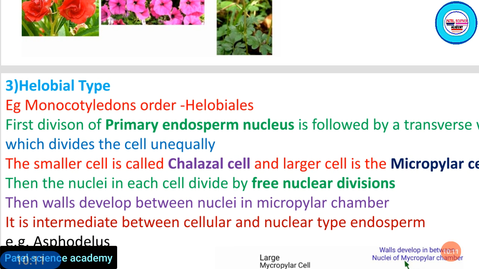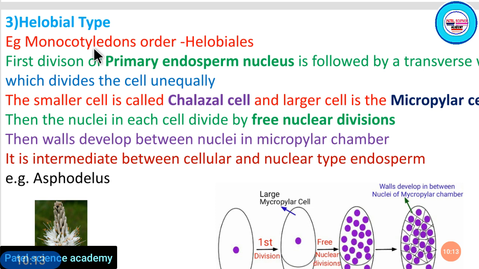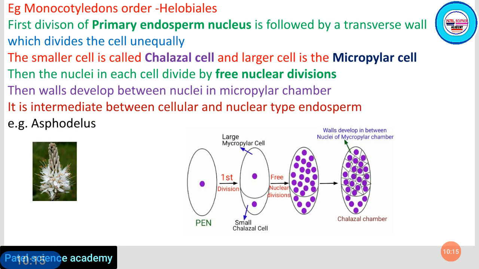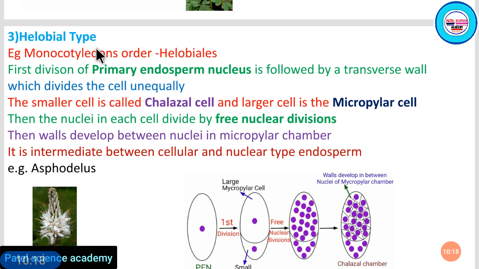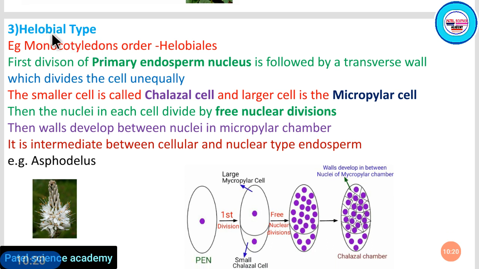Now we'll go for the third type of endosperm, and the third type includes the intermediate type, and it is the helobial type. This is the helobial type, and it is found in the monocotyledons, order Helobiales. So that's why this term is used here, helobial type of endosperm. So this is the third and last type of the endosperm. And what happens during this endosperm? In the endosperm development, the first division of the primary endospermic nucleus PEN is followed by a transverse wall, which divides the cell unequally.